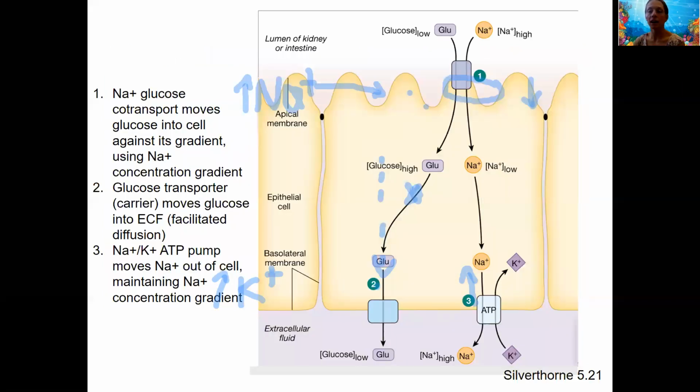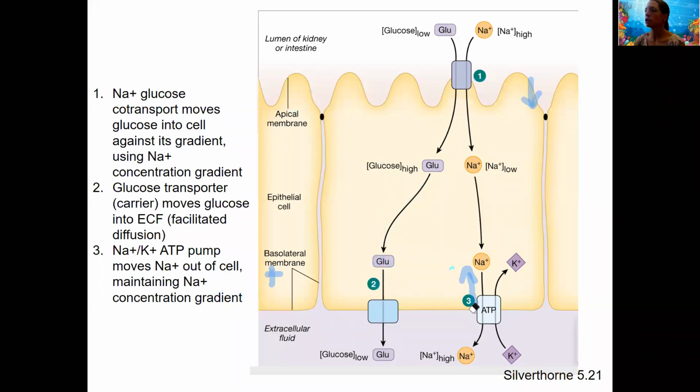This is more for those of you who like some application. This is an example of when this would occur, either in the kidney or the intestine. What's happening here is there's low glucose inside the lumen of the kidney or the intestine. Glucose is high inside the epithelial cell and then low in the extracellular fluid. It's going to be carried away into the bloodstream after this.